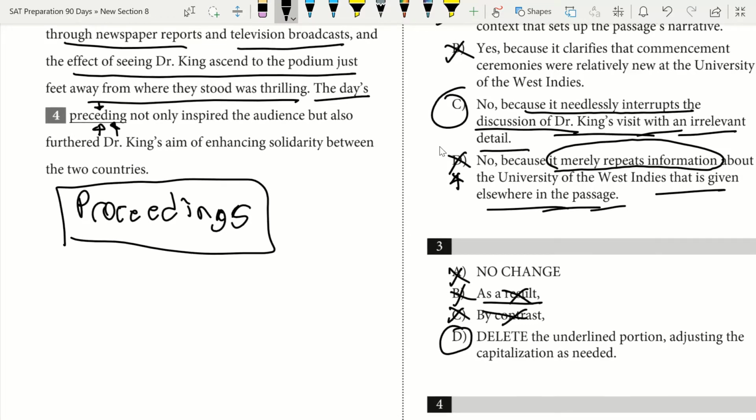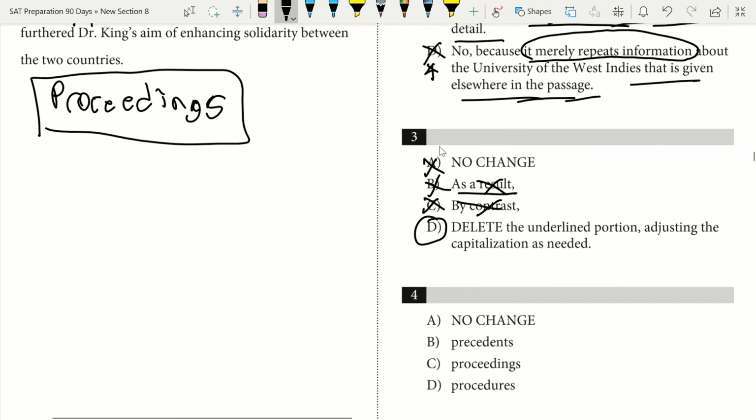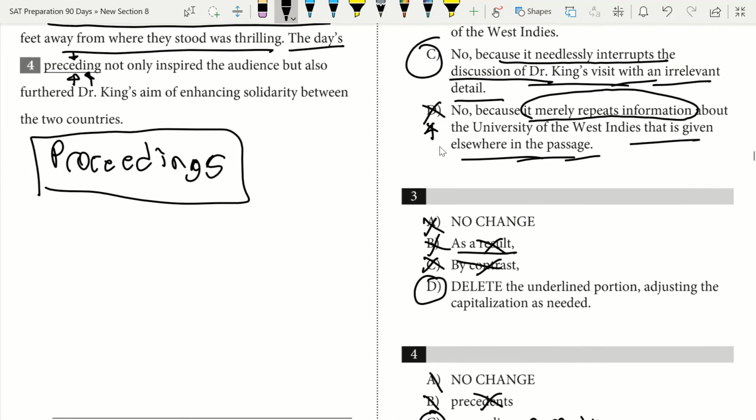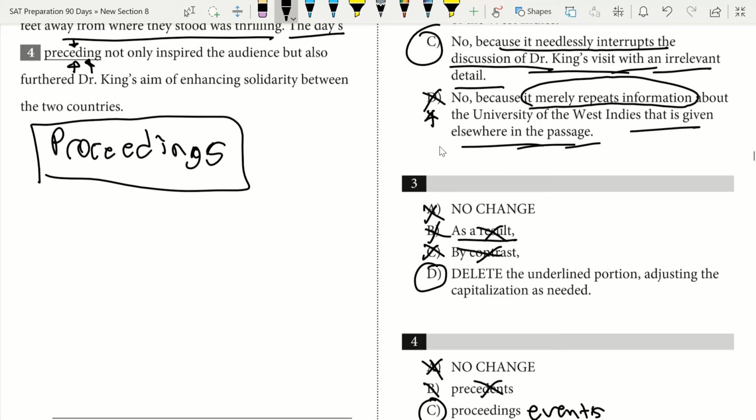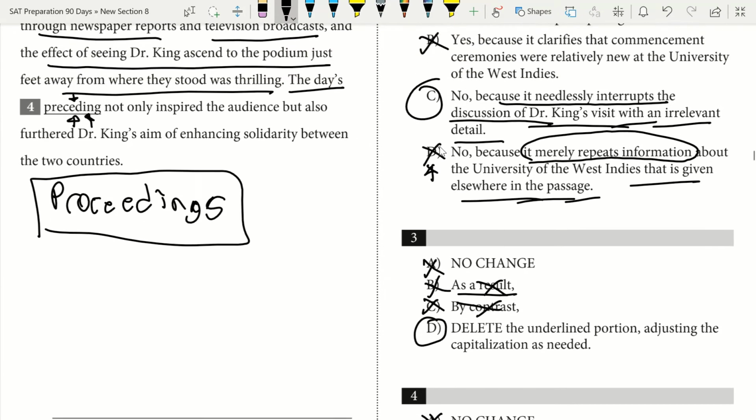Preceding would be using the wrong homophone, okay? A homophone is a word that sounds similar but has a different meaning, okay? So the correct answer here should be C, proceedings, because proceedings means events, and we're talking about the day's events. Okay, procedures would be something like an operation or a routine. B would be precedent. So precedent would be something that is set in like a court of law. So you would have judicial precedent, so the ruling on a law before. And then A, what was A? We had preceding. Okay, preceding is coming before. In this case, we're talking about proceedings, which are events.